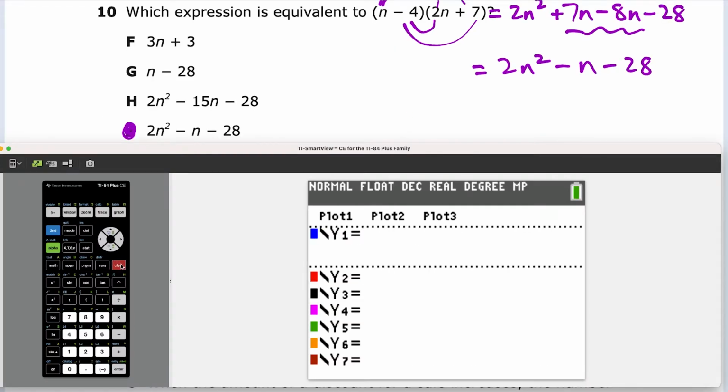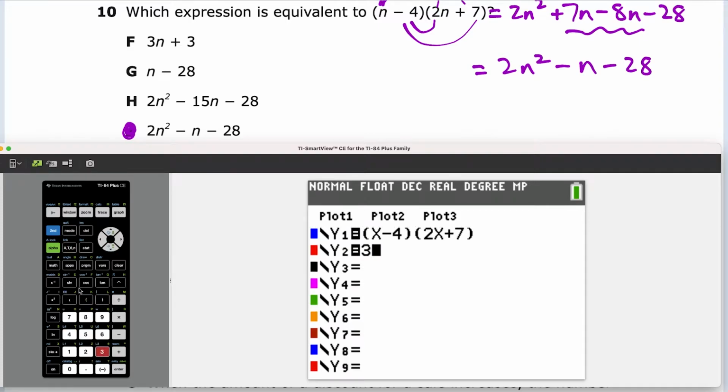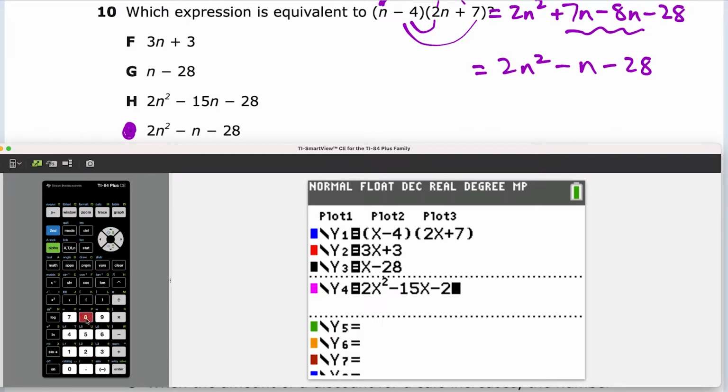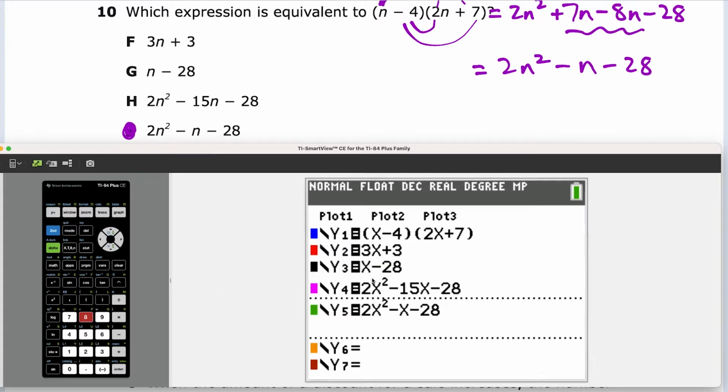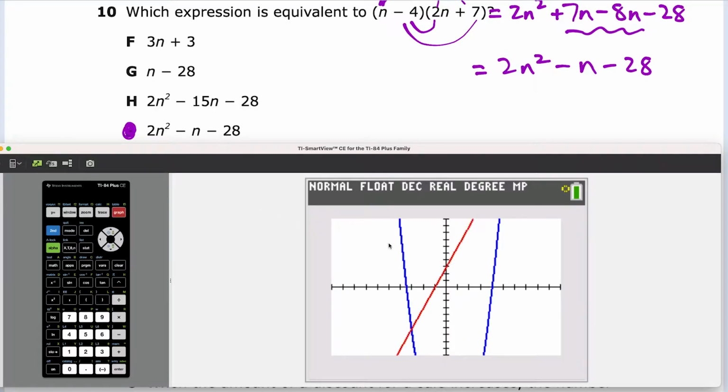Now, another thing we could do here is we could type in the question in this form, and we could type in all 4 answer choices. Now, if we did this correctly, the question is in blue, and the correct answer choice here, 2n squared minus n minus 28, corresponds to y5, which we had in green. So the blue and green graphs should completely overlap here. So if we press graph, notice we got the blue graph, and then the green one completely covers it.